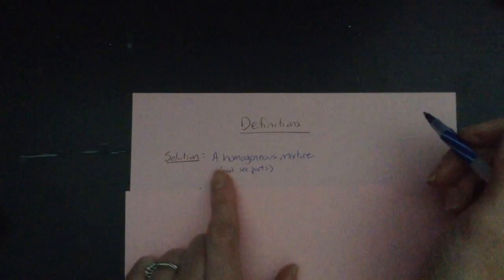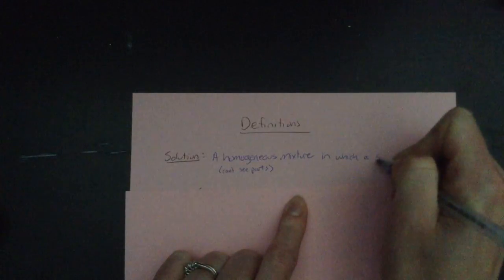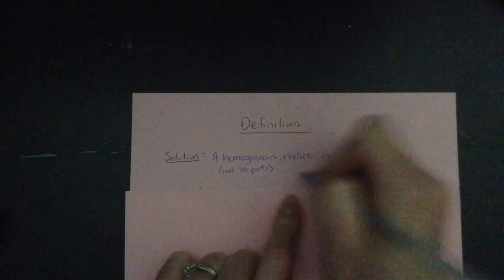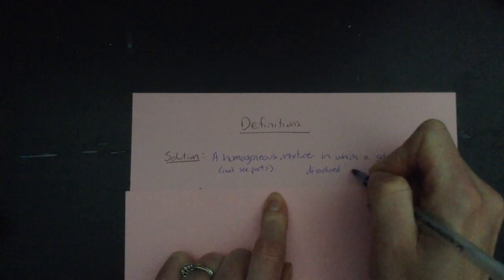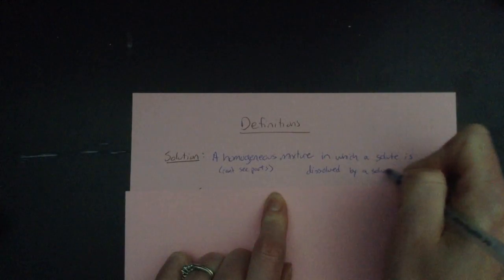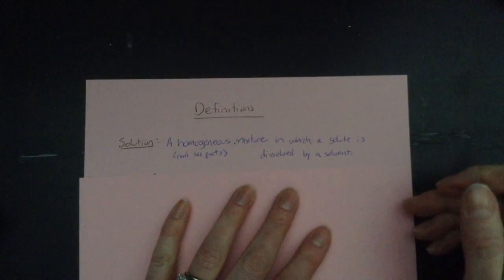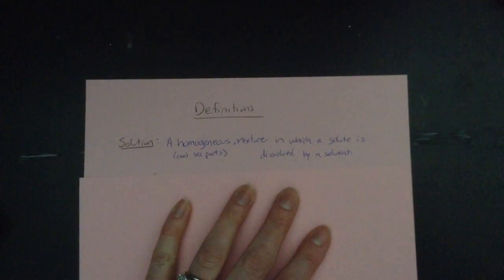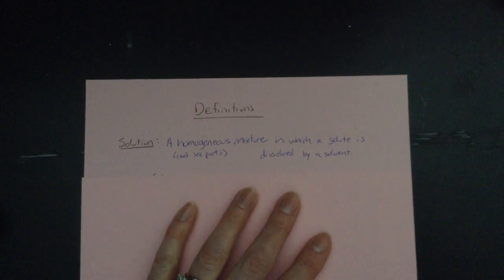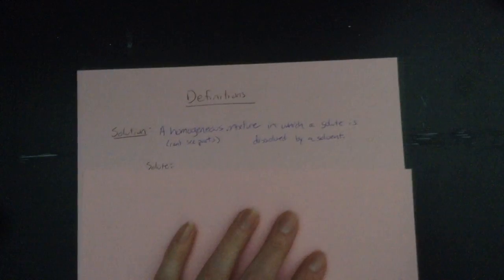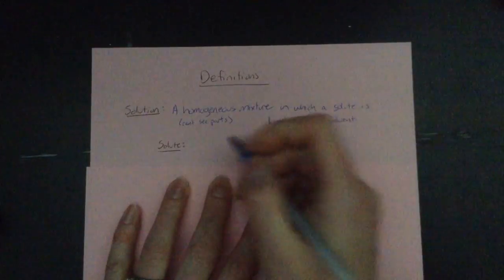So it's a solution. It's a homogeneous mixture in which a solute is dissolved by a solvent. Okay. In a later episode, we'll understand how that dissolving process works. But that's the basic definition of a solution there. Remember, it's a homogeneous mixture. Our next definition, in order to understand this first one, is what's a solute?